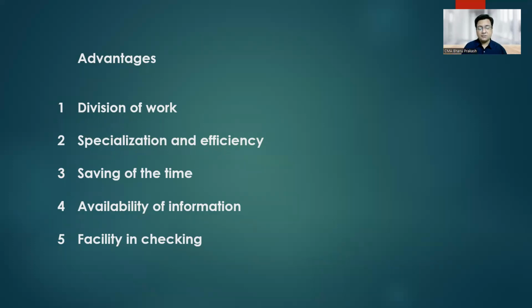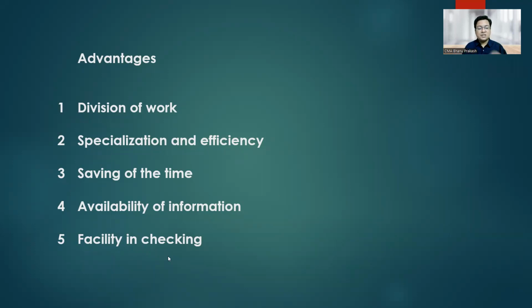Third, saving of time. Because we have divided the work, all the works can happen simultaneously. Because separate people can be engaged, the work can happen simultaneously. That saves time. Availability of information. If you want the credit purchase total, we can get it from the purchase book. If you want the credit sales total, we can get it from the sales book. So availability of information will be instant and easy when we have separate books for that.